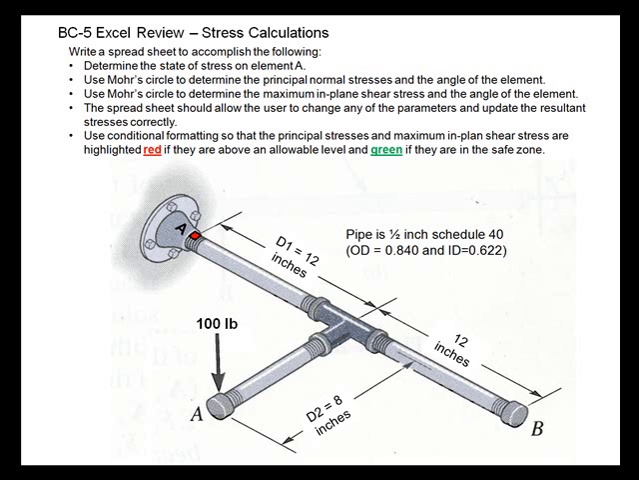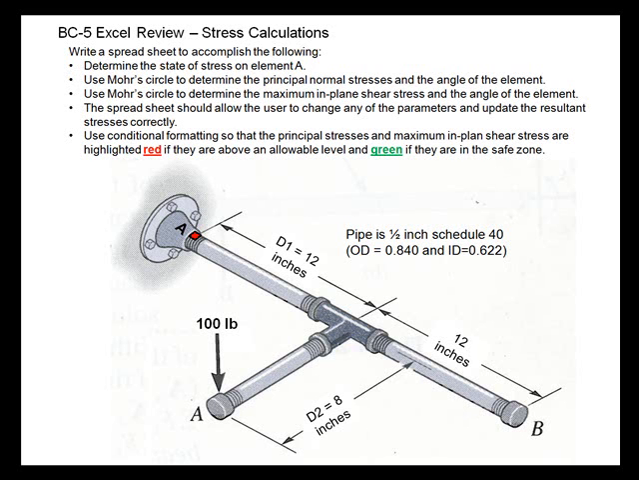Before class, assignment number 5: I want you to write a spreadsheet to complete the stress calculations that you've done in a previous problem. I want you to do a spreadsheet that will allow the user to change any of the parameters and have the resulting stress update correctly. And I also want you to use conditional formatting so that the principal stresses and maximum in-plane shear stress will be highlighted red if they are above an allowable level and green if they are in the safe zone.